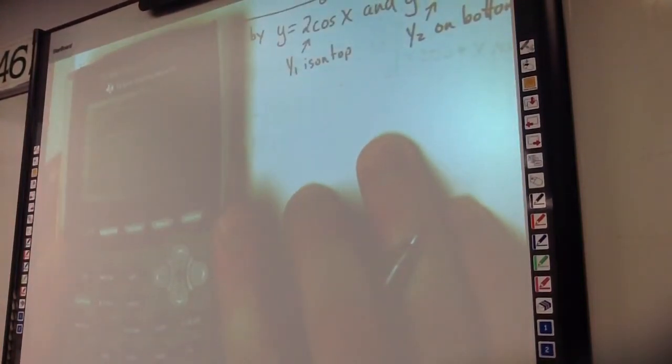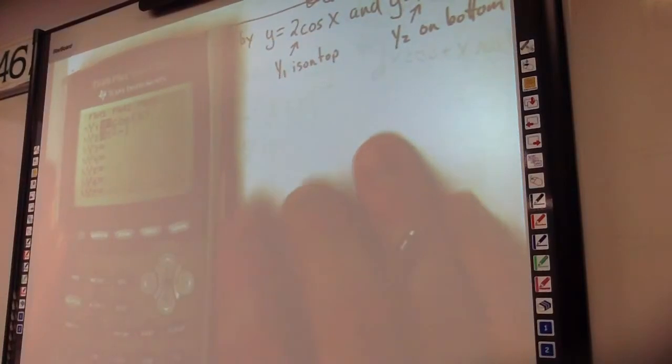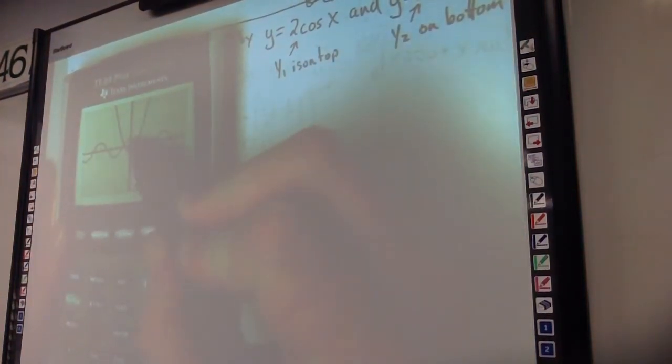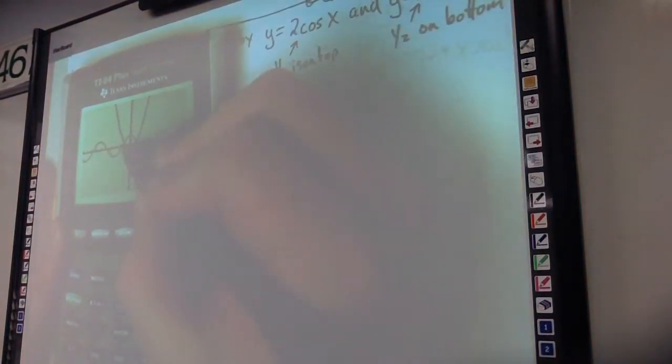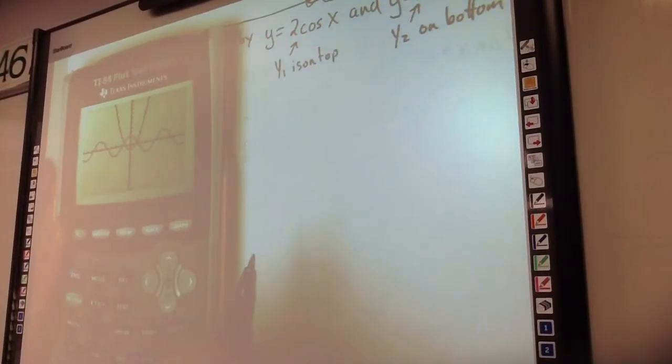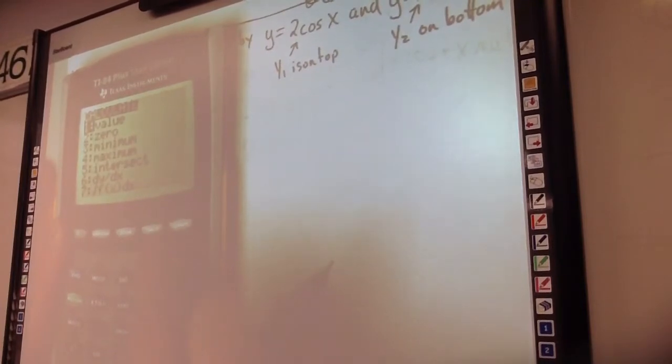So now I'm just going to show you how to go straight to the calculator. How do you know it's on top? I just looked at the graph. That's the cos one, right? Yeah. Okay. So now to use the calculator, I'm going to integrate from that point to that point. Well, I got to find those points. You know how to find those points? Second calc, or second trace.